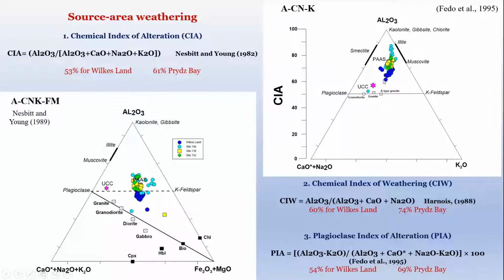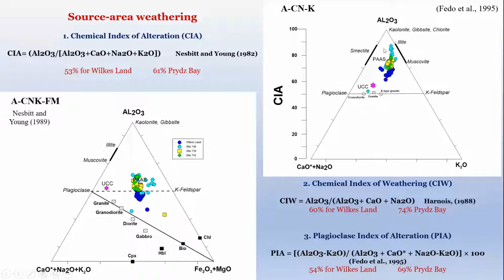These blue dots are from Wilkes Land sediments, and these sky blue dots are from Site 740 of Prydz Bay, and the yellow symbol represents Site 739 from Prydz Bay, and this green symbol is from 742 from Prydz Bay. So the chemical index of alteration average values from both the areas are 53 for Wilkes Land and 61 for Prydz Bay. That means they are showing a similar kind of weathering condition in both the regions.